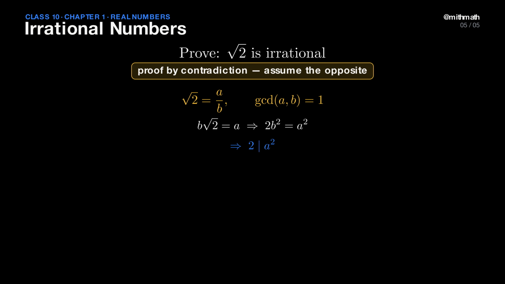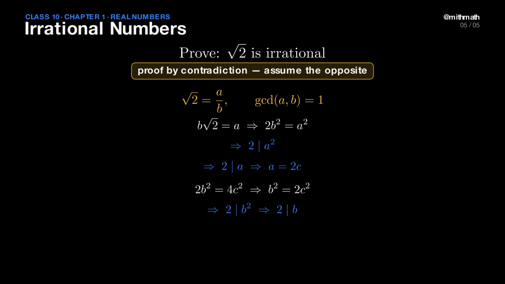Look closely. The left side is 2 times a whole number, so a squared is even. In other words, 2 divides a squared. By our key fact, if 2 divides a squared, then 2 divides a. So we may write a as 2 times c, for some integer c. Substitute a equals 2c back in. 2b squared equals 4c squared. Divide through by 2, and we get b squared equals 2c squared.